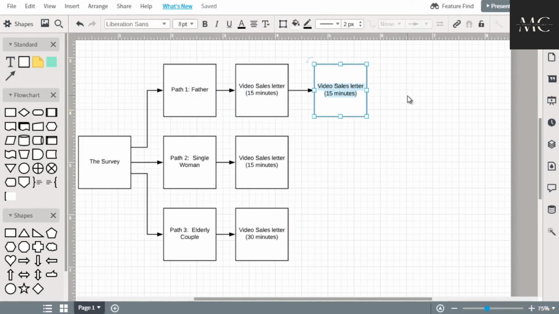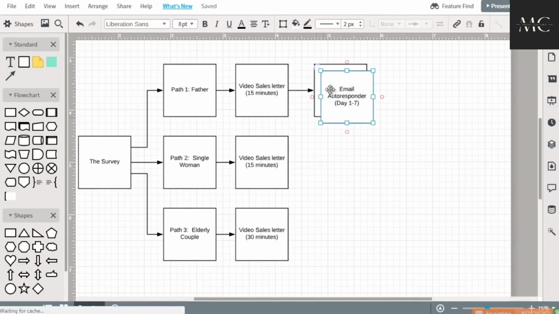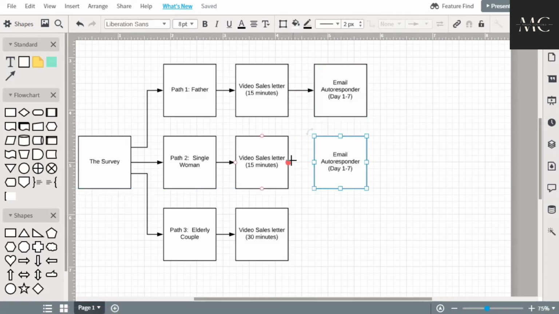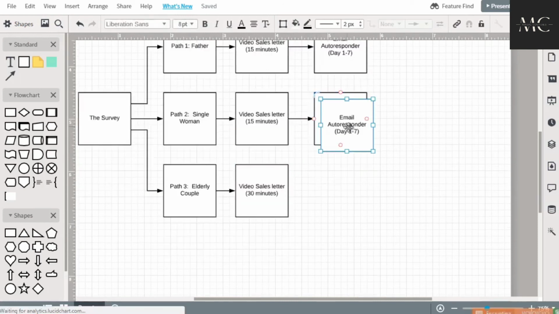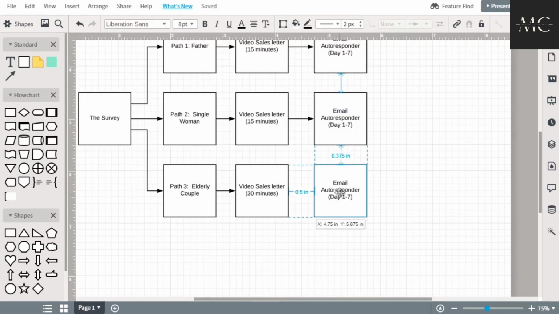But then we found out the fathers, maybe they do buy, but we're going to add them to an email autoresponder so that we give them valuable tips, maybe for 7 days, so day 1 through 7. And maybe we find the very similar for the women, but we find for the elderly couple that they require more selling, more pre-selling. So the email autoresponder ends up being 14 days.